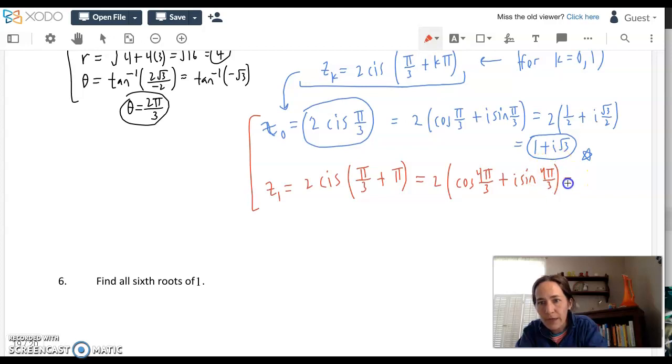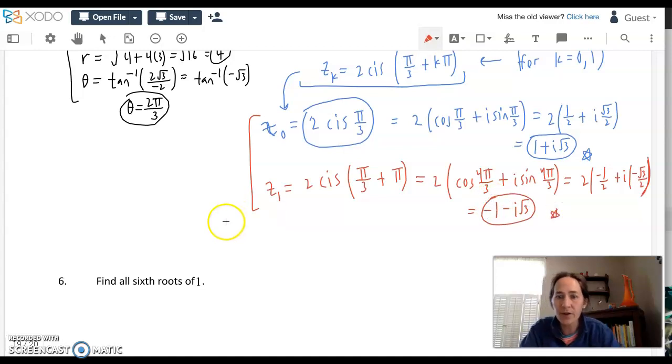For 4 pi over 3, we've moved over to a quadrant 3 angle where both the sine and the cosine should be negative. And we'll have the same numerical value, same absolute value. For the cosine of 4 pi over 3, you should get negative a half plus i times negative square root of 3 over 2. So the second solution is negative 1 minus i square root of 3. Plugging in any higher integer values of k will just get you redundant solutions.